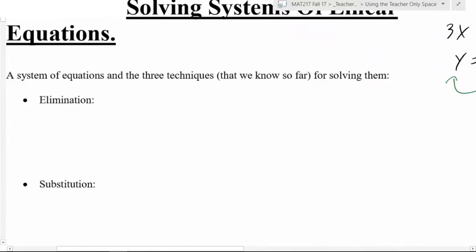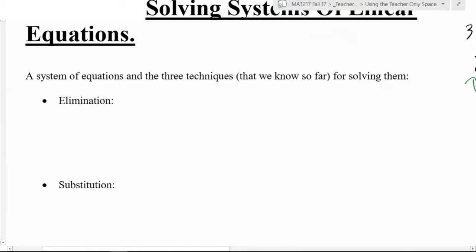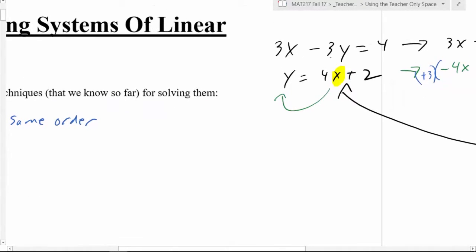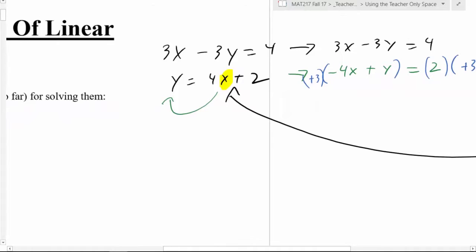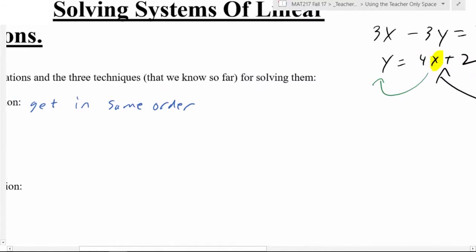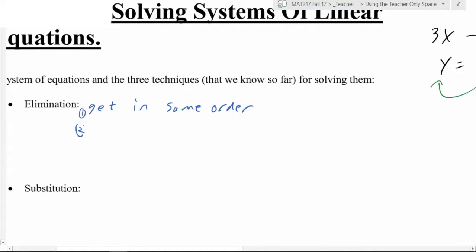That is the elimination technique. So what is the big idea in the elimination technique? First thing you do is get them in the same order. So you're going to line up your x's and your y variables so they're vertically above each other, the equal sign, and then the constant term. Then what are you going to do after that? You are going to multiply by a non-zero scalar. There we go. Multiply by a non-zero scalar.